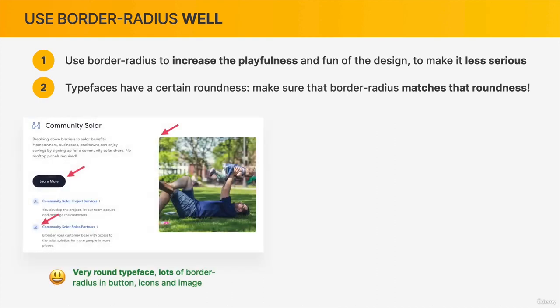For example, in this design right here, the typeface is pretty round, and so we have those rounded corners on the image, we have the button also completely round actually, and then we even have those icons wrapped inside of circles. And by doing that, the designer here really added a lot of roundness to the overall design, not just in the typeface, but also in these other design elements. And therefore, that takes away a lot of the elegance and makes this all a little bit more playful and more inviting at the end of the day as well.